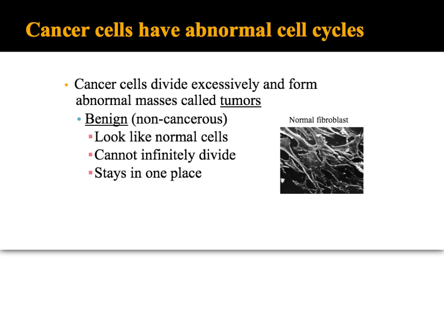So you may have heard before, there are two types of tumors. The first is benign tumors, and these are tumors that are considered to be non-cancerous, and benign means not harmful. So these are the tumors where perhaps you're getting too much growth or too many rounds of cell division, but the cells themselves are not that harmful. They don't have that many mutations, so they look and act like normal cells. These cells also cannot infinitely divide, so they're dividing more than they're supposed to, but they're not going to divide forever. And finally, they're also going to stay in one place. They're not going to metastasize or travel to other parts of the body.